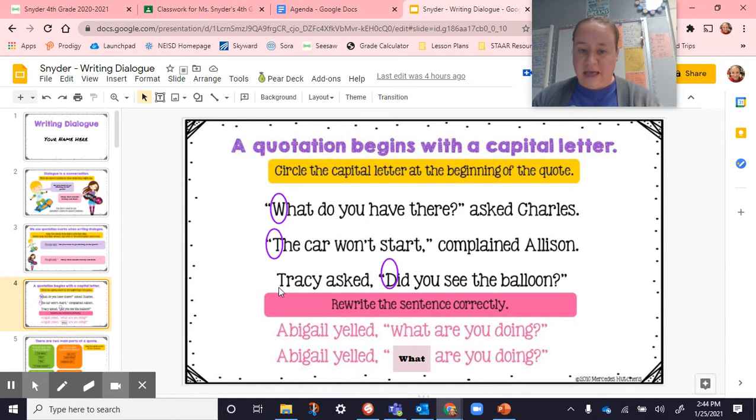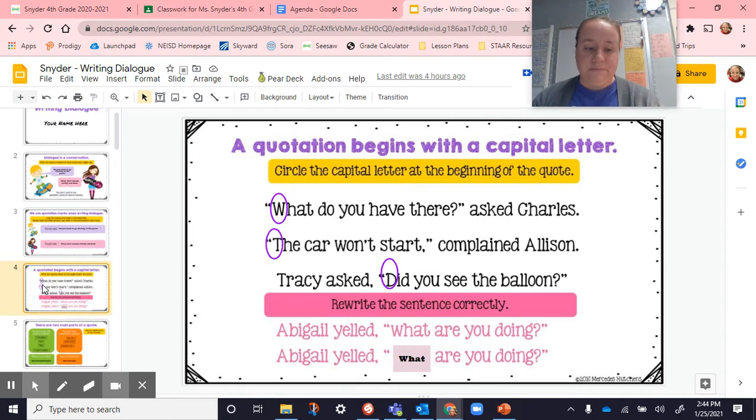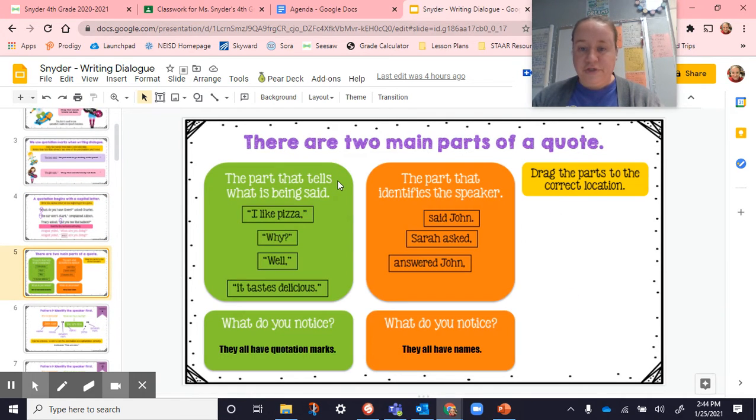Quotations always begin with a capital letter. Whether it's at the beginning of the sentence, at the end, or in the middle, you need to write those correctly with the capital letter. There are two main parts to a quote: the part that's being said and the part that identifies the speaker. Everything that has the quotation marks is what's being said. All of these have names, John, Sarah, John, to identify who is the speaker.